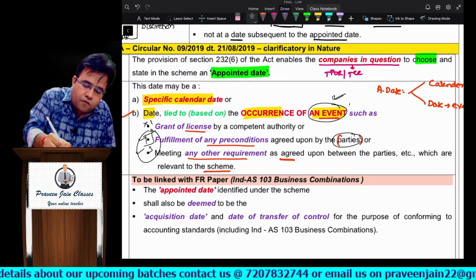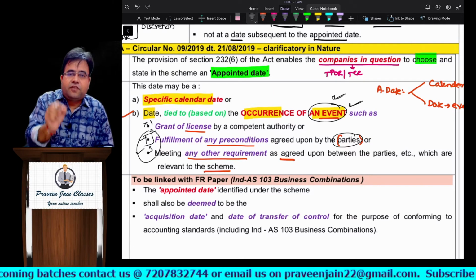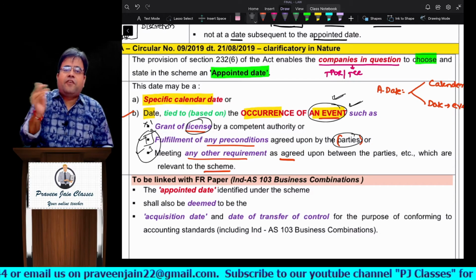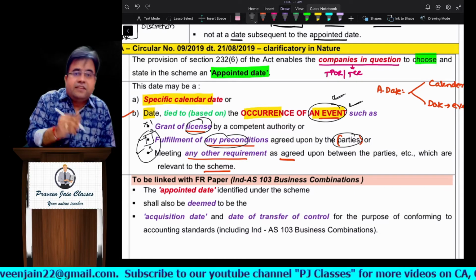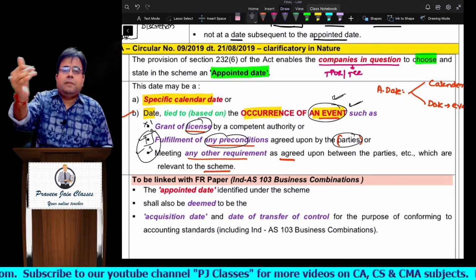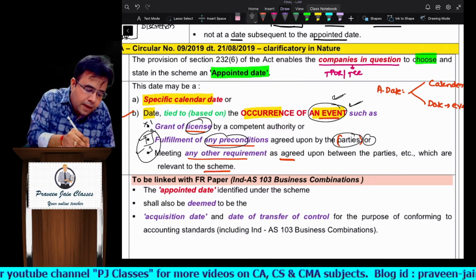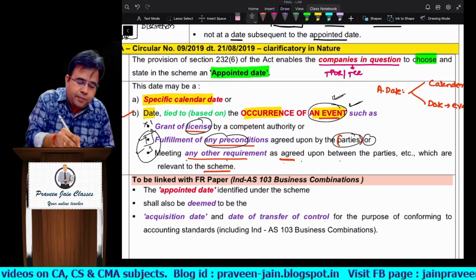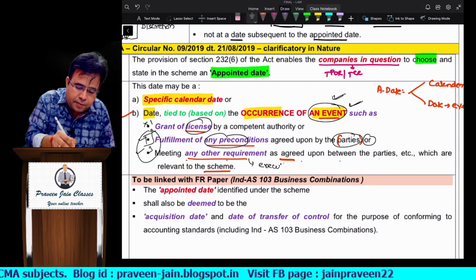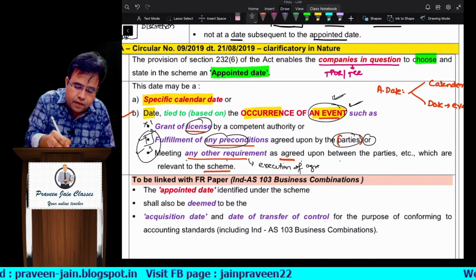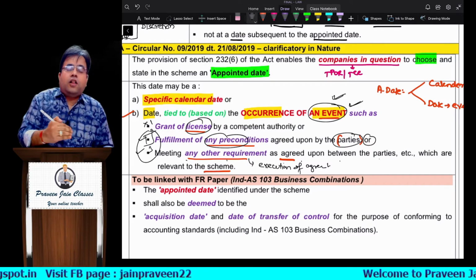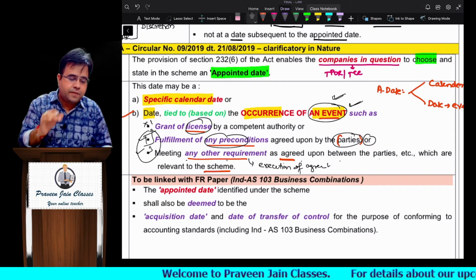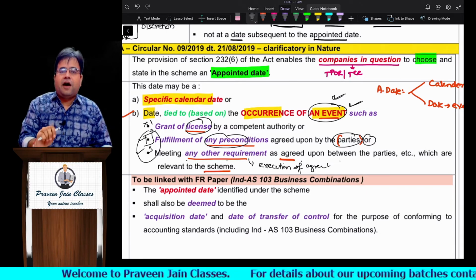Look, sir, the appointed date in the case of Tata Teleservices was event based. It was mentioning the grant of license, that is, approval from DOT, sir. It was mentioning a precondition also. What was the precondition, sir? Filing the scheme with whom, sir? ROC, sir. Or meeting of any other requirement as agreed between the parties. What was the requirement, sir? Execution of agreement. Remember, execution of agreement, sir. So that was the case, sir. Don't you think all these three points are mentioned in the Tata Teleservices versus Airtel scheme of arrangement? So can I say whichever is later has become our effective date?